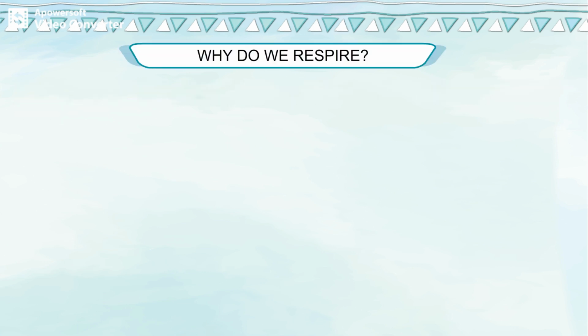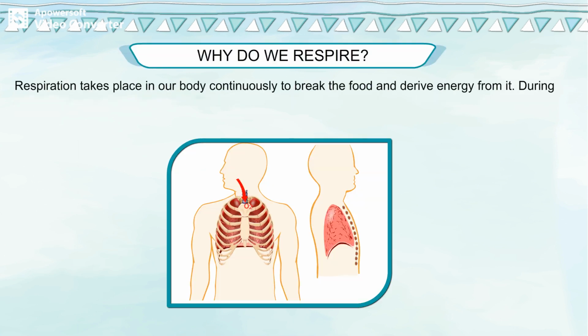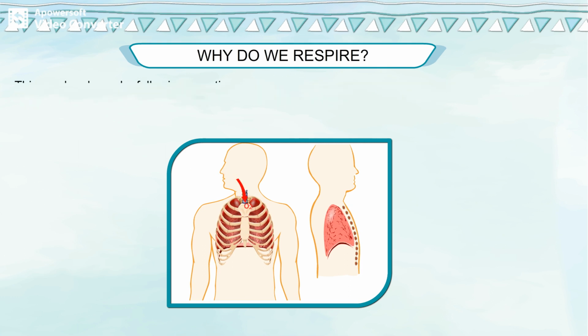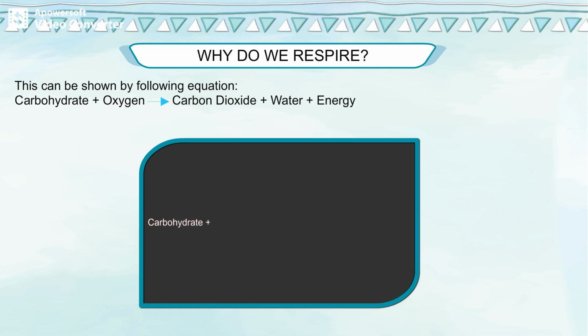Why do we respire? Respiration takes place in our body continuously to break down the food and derive energy from it. During respiration, it is mainly the carbohydrates which are oxidized to produce energy. This can be shown by the following equation: carbohydrate plus oxygen gives carbon dioxide plus water plus energy.